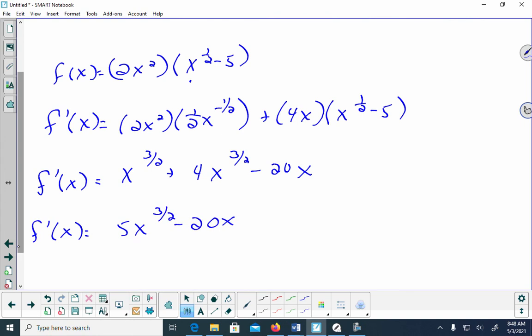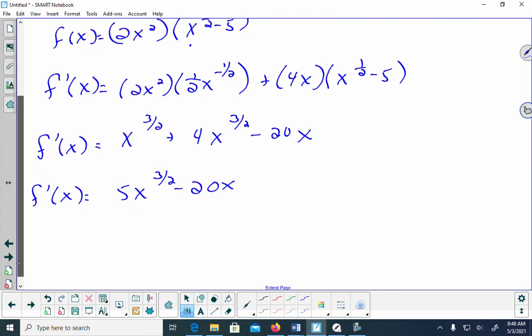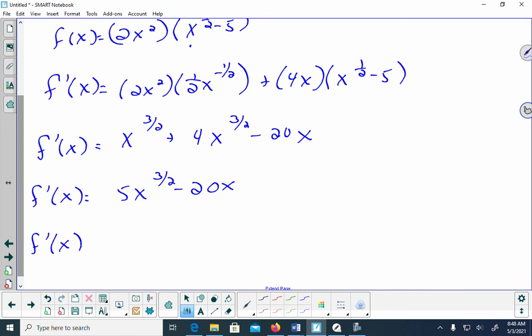And then for fun, I factored out a 5x because that's the lowest common factor. And then when I factor out this x, this will be x to 1/2 minus 4. So I left it like that. If you leave it here, I guess that's okay as well.